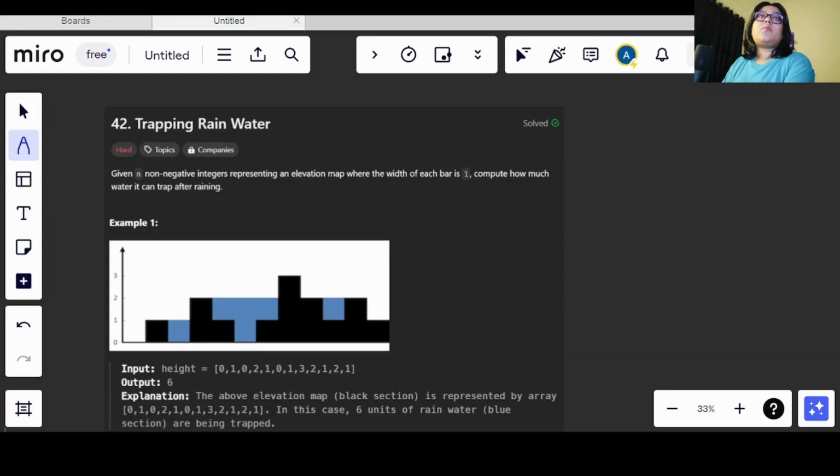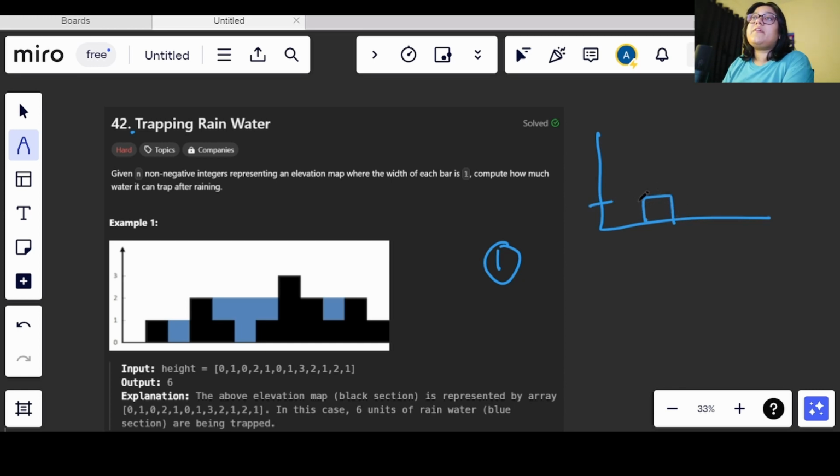So now let's see the problem. In this question we have been given n non-negative integers, and those integers represent an elevation map. Okay, now what is this elevation map? Let's say we have a graph which is representing the height or elevation of the ground. So if we have been given 1 in the graph or the array, then it means that the height or the elevation of that ground will be 1.